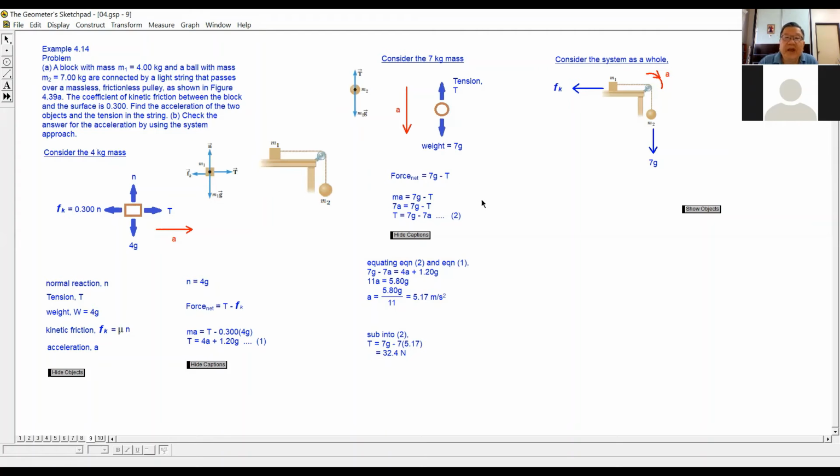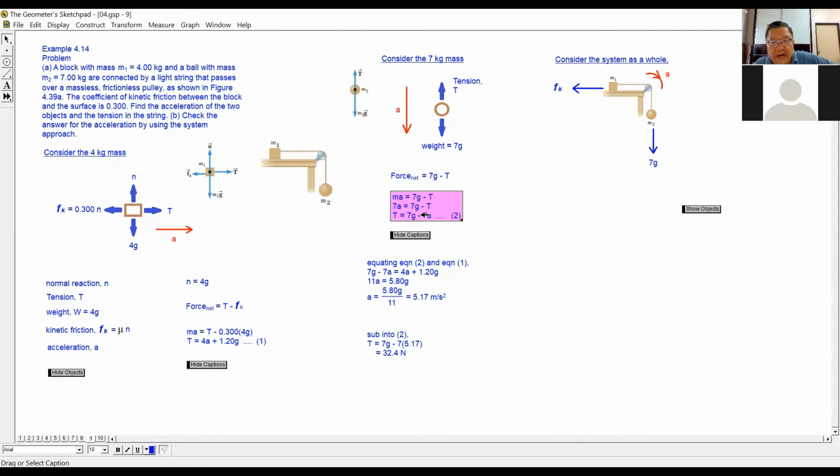7g minus T. And we also know that the net force is mass times acceleration, according to Newton's second law. In this case, since we are considering the 7 kilogram mass, the m here must be 7. So 7a equals 7g minus T. And we make T the subject of the formula. So T equals 7g minus 7a. This one we call the second equation.